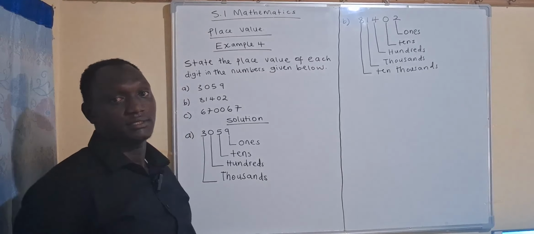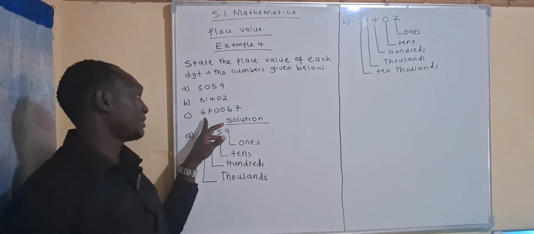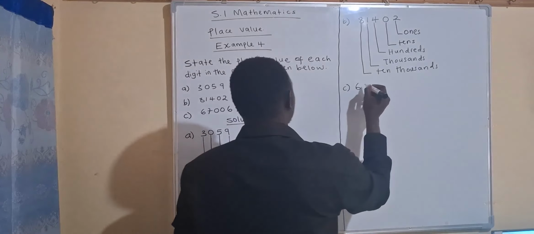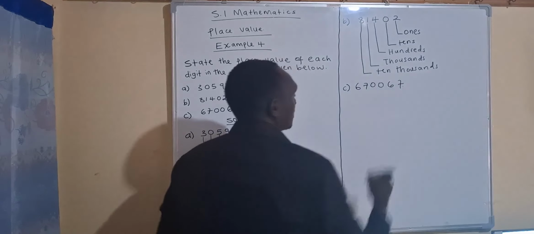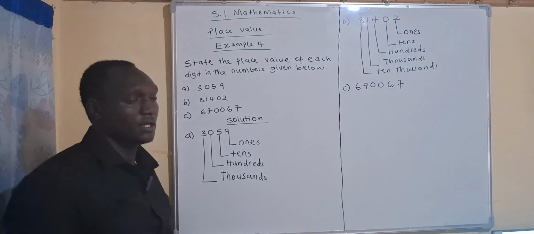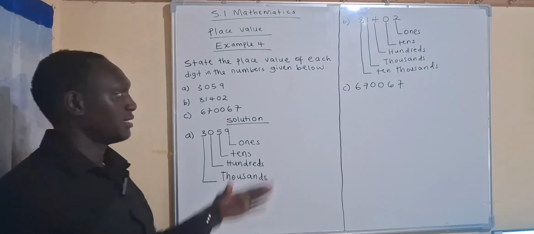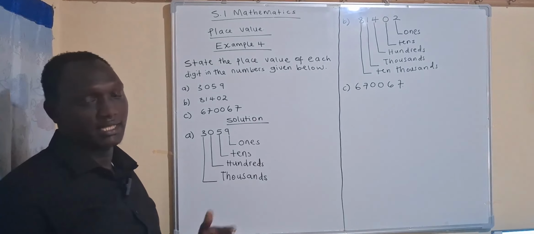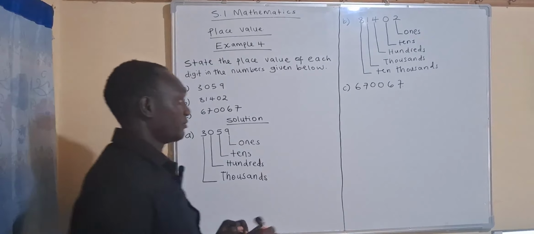Feel free, you can pause the video and then you try out part C. Part C is 670067. You can stop the video, work out the solution, and then you recite the implications of those place values. Then you come back, you replay the video, and then you check if your answers are correct. So let me go on.